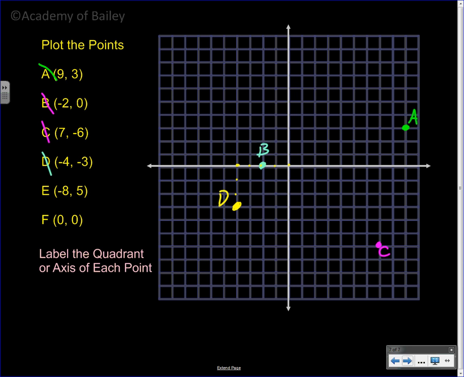Letter E, there's the origin. You always start at the origin. You go -8 on the x-axis, 1, 2, 3, 4, 5, 6, 7, 8. And then you go +5 on the y. And there's that one. Letter E. Letter F is right there. That's letter F.